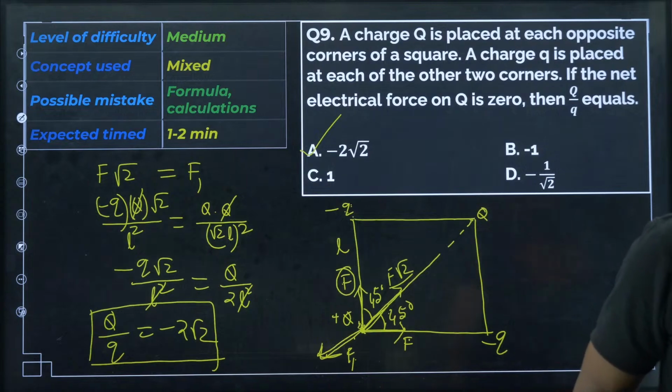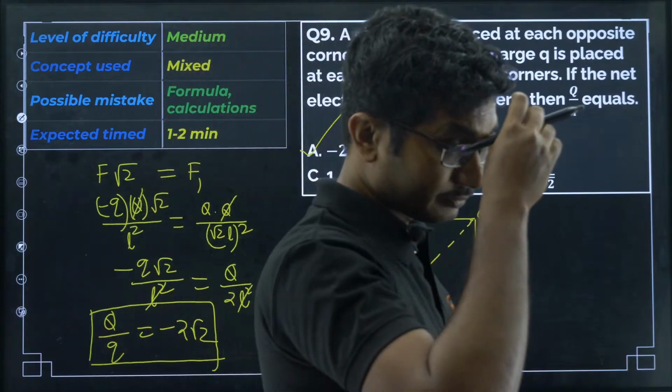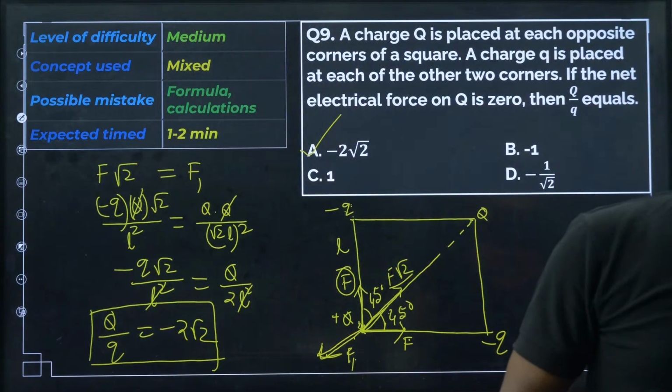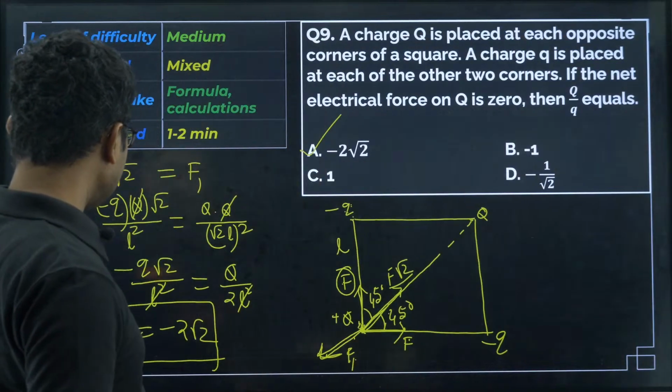8A, F by K. Yes, F by K, obviously, was the answer for the last question. Yes, 8A. All of you have answered it correctly. 8A, correct.